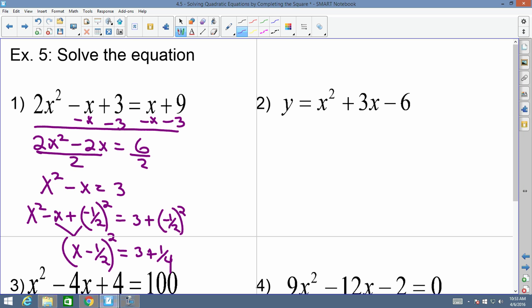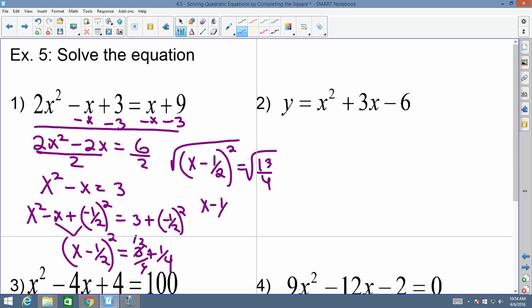Okay, you ready? Okay, so this goes to 4. This goes to 12. So I've got x minus 1/2 squared equals 13/4. Square root both sides. X minus 1/2 equals plus or minus square root of 13 over 2. Add the 1/2 to both sides. X equals 1/2 plus or minus square root of 13, all of it over 2.